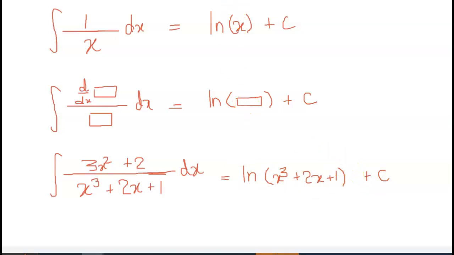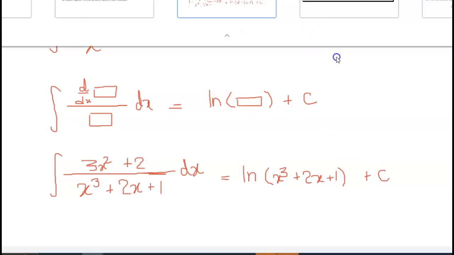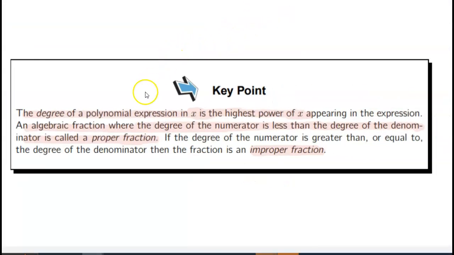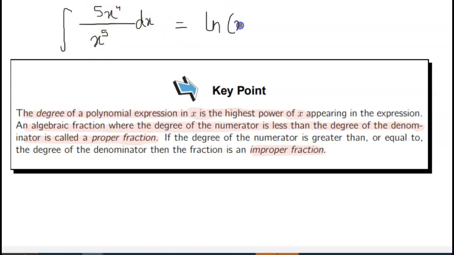So, for example, if I go on to the next one, let's say I want to integrate 5x^4 over x^5. What's the differential of x^5? 5x^4, isn't it? If this comes up, you can see the bottom's differential is on the top. You don't have to solve it. Just write down ln x^5, that's the answer, plus obviously a c, because the bottom's differential is on the top.